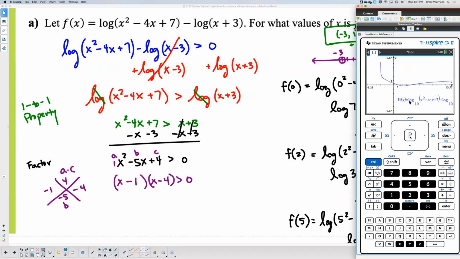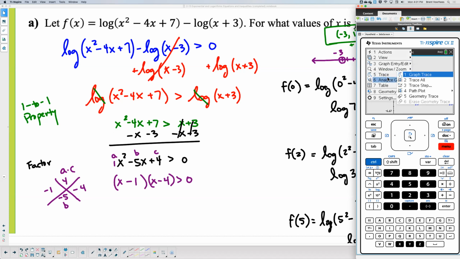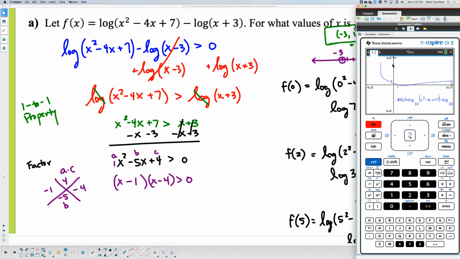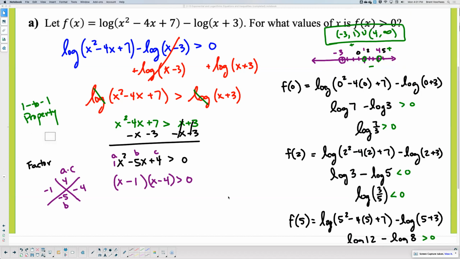And I could slide this over so you could tell. Let's take a picture of this. And I'll throw in the picture here so you can look at that later.